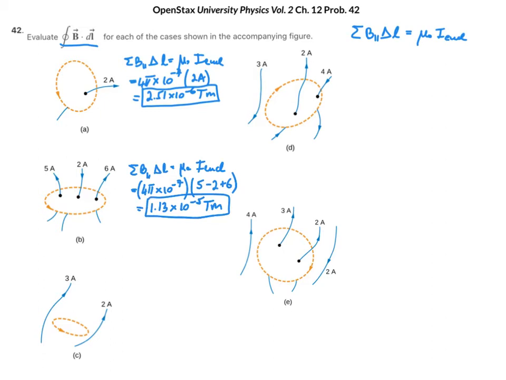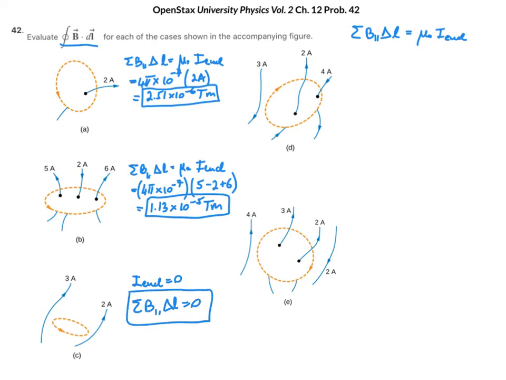In part C, we notice that there is no current enclosed by the Amperian loop. The currents on the outside do not matter. We want to know what the magnetic field is in this closed loop, then the magnetic field is 0. So I enclosed is 0, so that means that the sum of B parallel delta L is also 0.